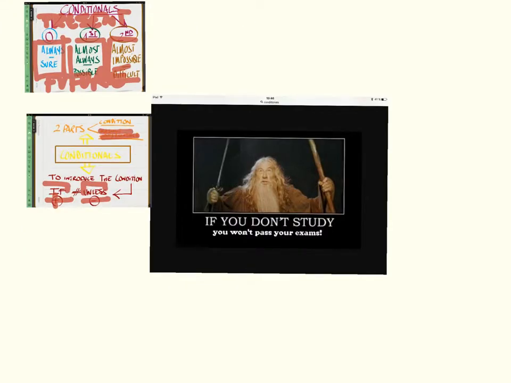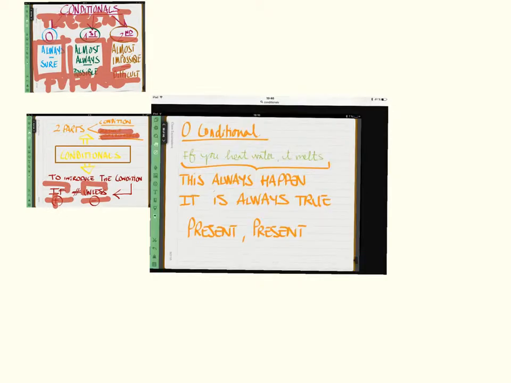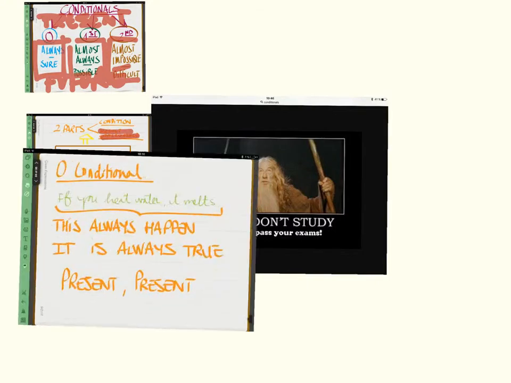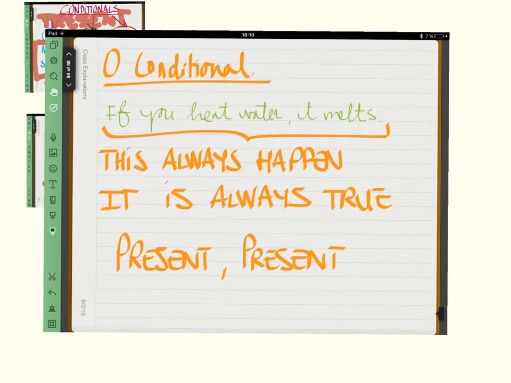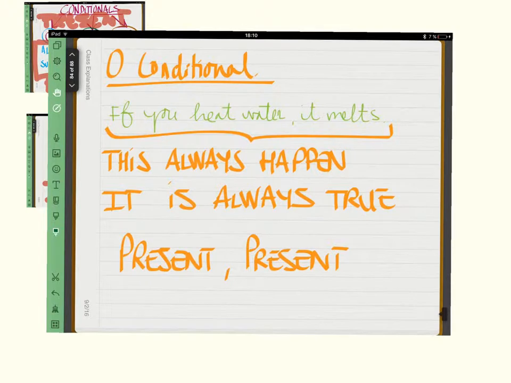Let's go now to the different conditionals we are going to study. The first one is zero conditional. This conditional, it's the one we use when we want to express that it always happens. It is always true. And remember that the tenses we use to create it are present and present in both places. Okay? It's really easy. It's what we call laws of nature.